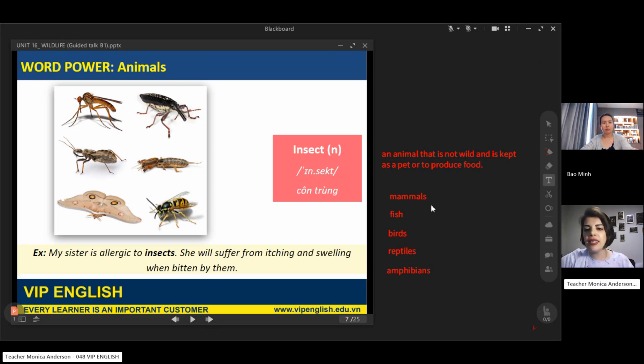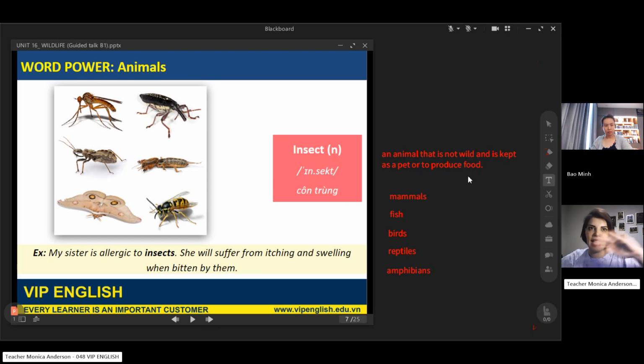So frogs are amphibians, and reptiles, the last one, are cold-blooded and air-breathing. That's really important because they breathe air, not in water, like turtles, lizards, snakes, alligators, crocodiles. They are reptiles, cold-blooded, air-breathing animals. And normally, of course, their skins are covered with scales.